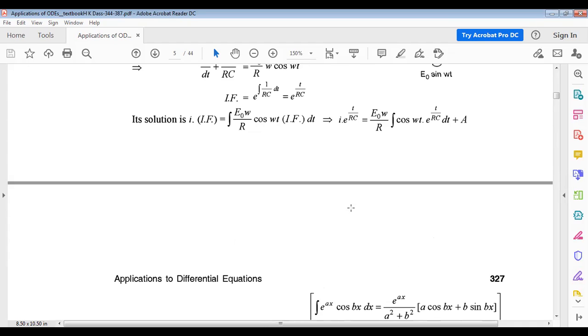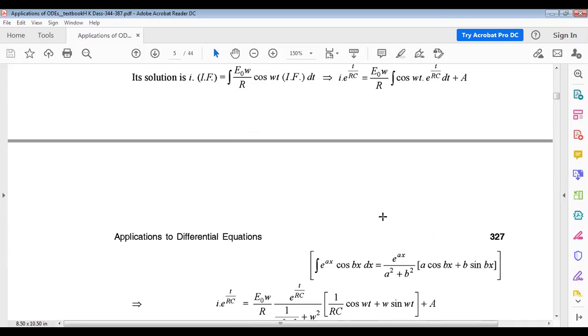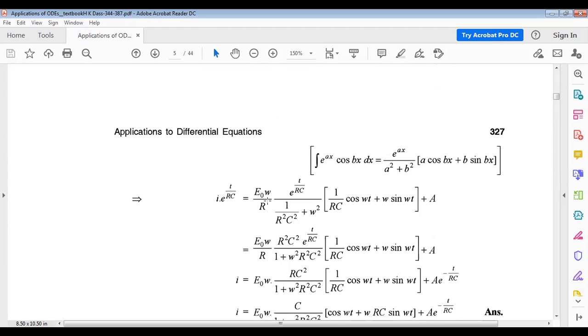A means what here? A means 1 by RC, and B means omega. Okay, using this one we get this. A is the integral constant. After simplifying this we get this one.